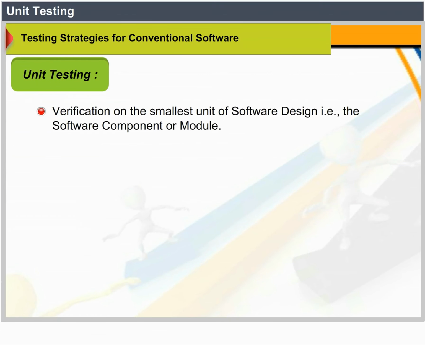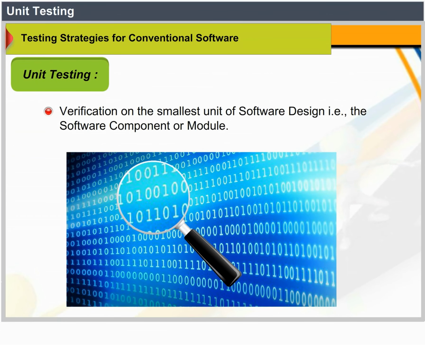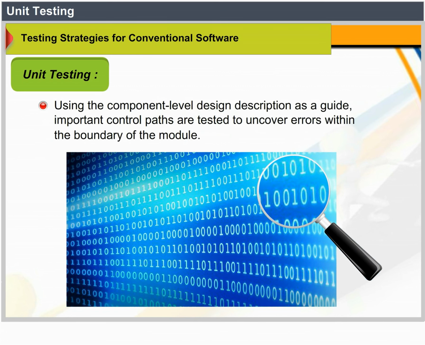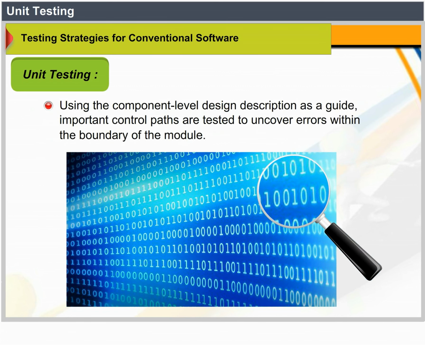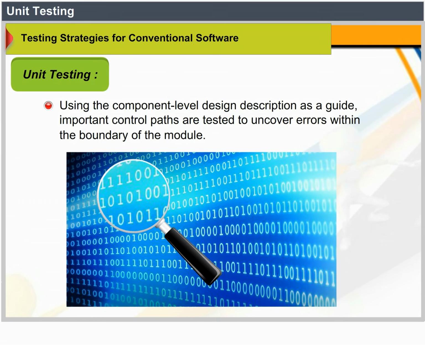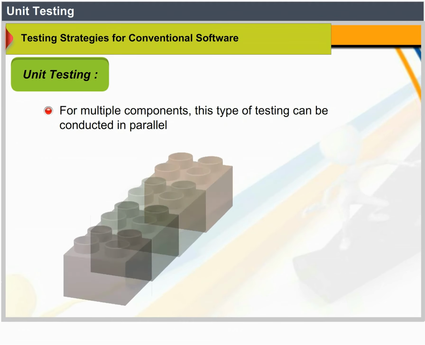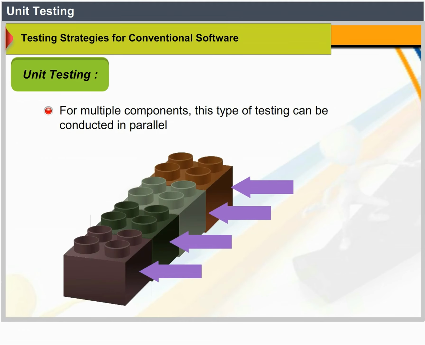Verification on the smallest unit of software design, that is, the software component or module. Using the component-level design description as a guide, important control paths are tested to uncover errors within the boundary of the module. Unit test focuses on the internal processing logic and data structures within the boundaries of a component. This type of testing can be conducted in parallel for multiple components.